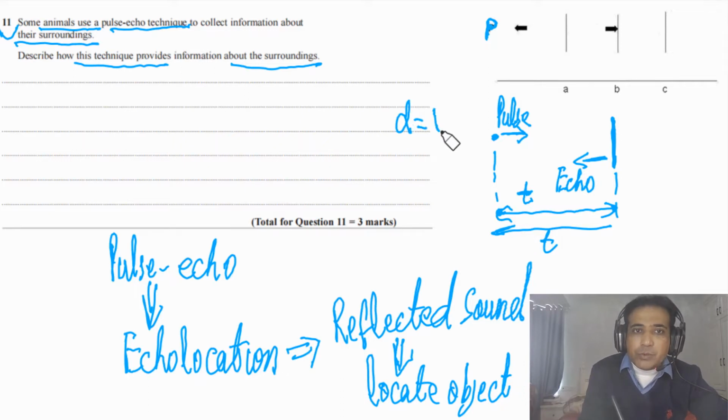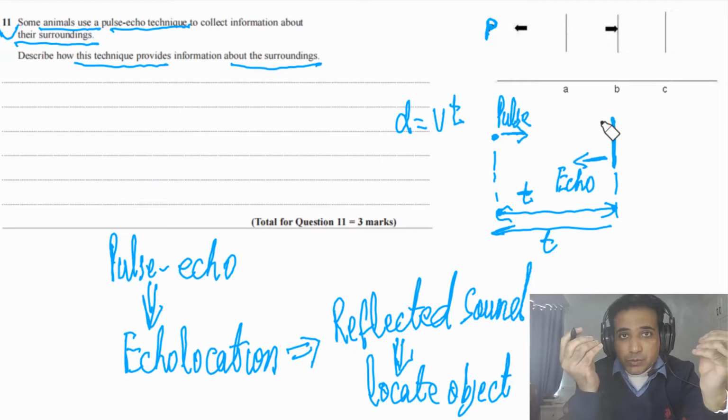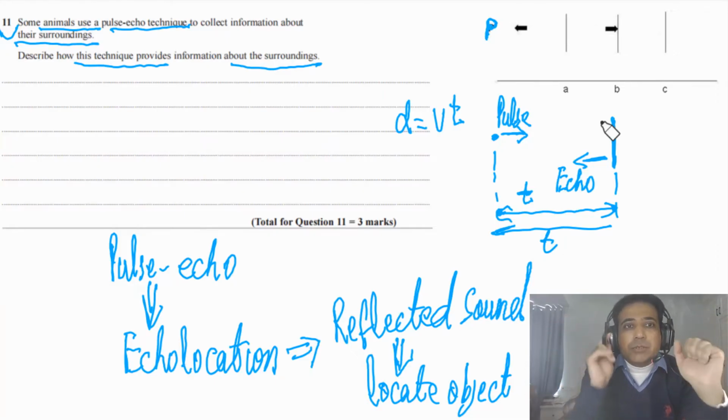This will be equal to v, the speed of sound in this medium, times the time taken, and this time has to be halved. So we have 2t, so we take 1t, and we can find the distance between the animal and the wall. So it is a very simple method with many uses. We use this echolocation technique in ultrasound medical imaging, in sonar, and in many other applications. Let me show you how you can write the answer.